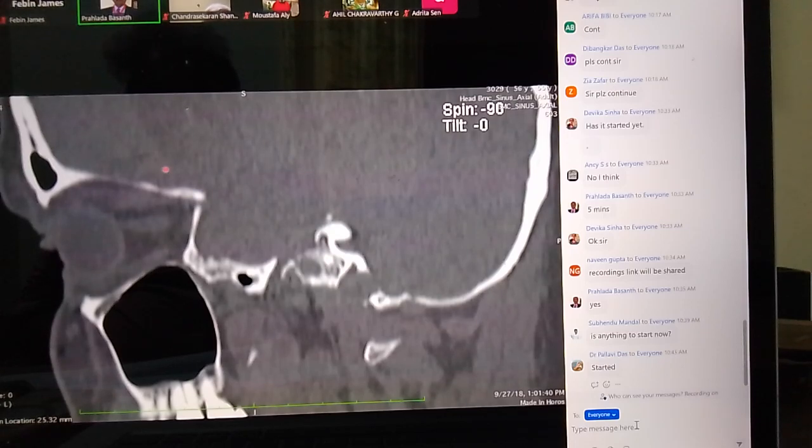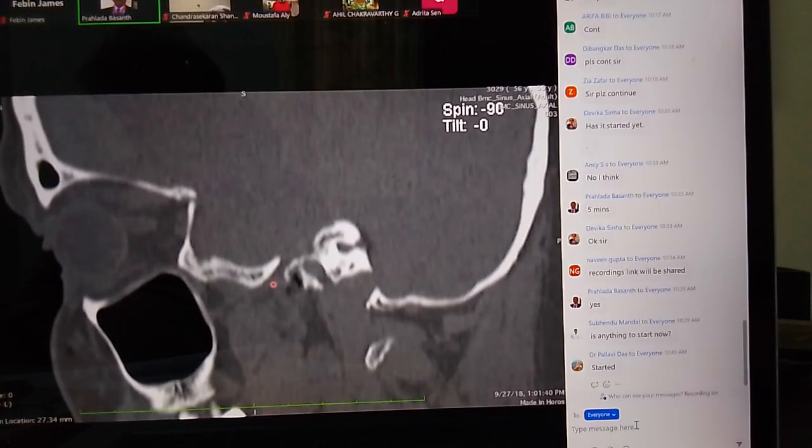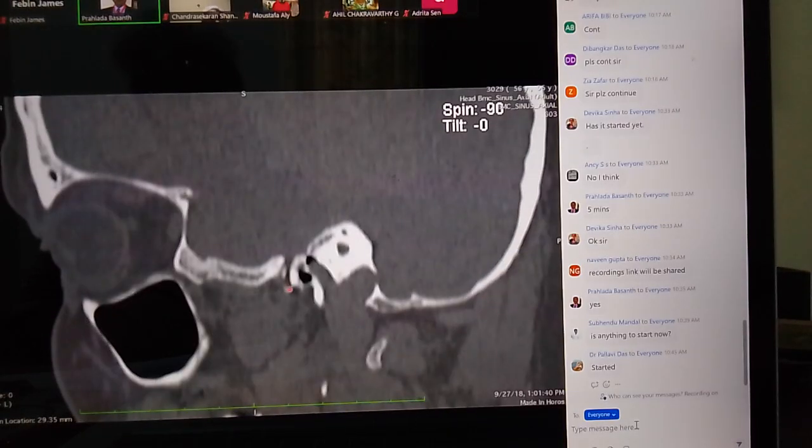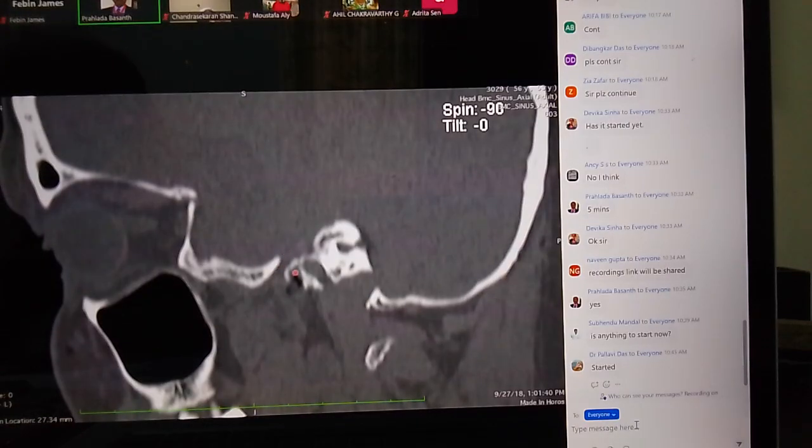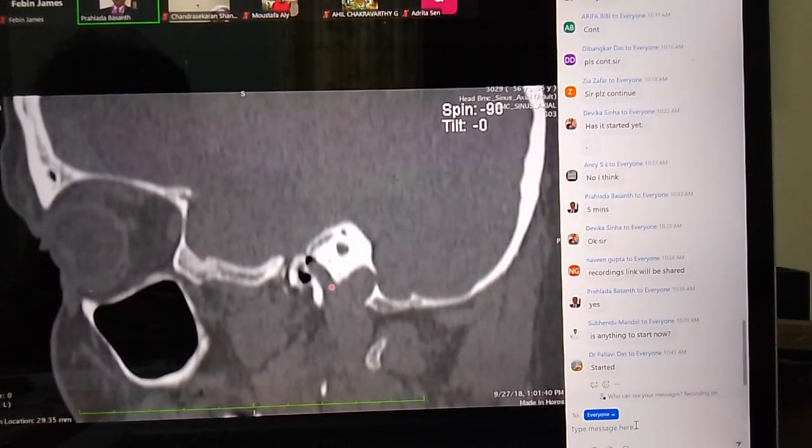The middle cranial fossa, anterior clinoid fossa, orbital cavity, orbital apex, and maxillary sinus. Okay, and this is the foramen ovale. If we go more lateral, we should see another small foramen. This is the foramen spinosum. Foramen ovale and foramen spinosum, and see that this is the internal carotid artery and the jugular bulb here.